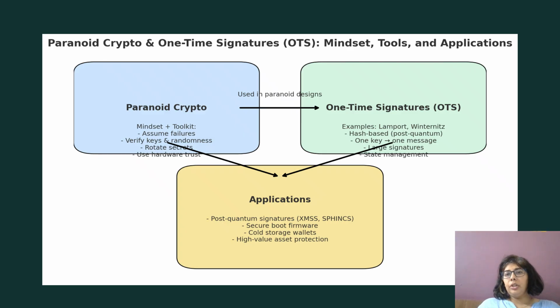When it comes to one-time signatures, certain examples are Lamport and Winternitz: hash-based, post-quantum, one key, one message, large signatures, state management, and so on. These are used in paranoid designs for one-time signatures. When it comes to applications, certain key applications are XMSS and SPHINCS, secure boot firmware, cold storage wallets, high-value asset protection, and so on.